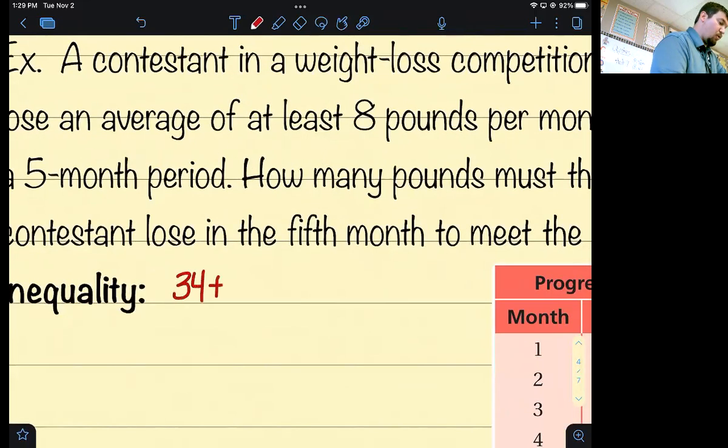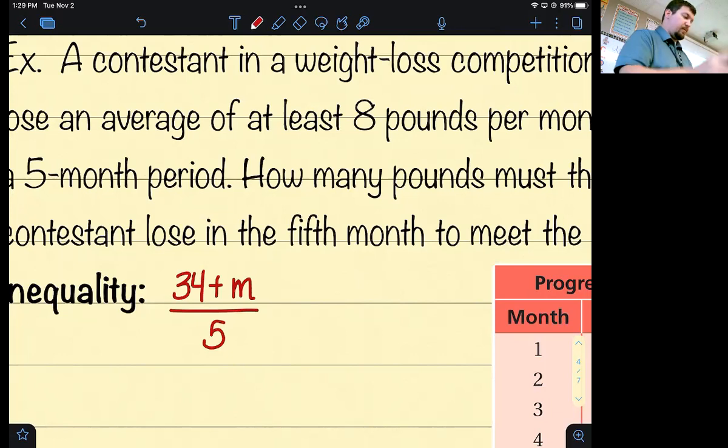Plus we're going to lose more pounds in the 5th month. So plus whatever we lose in the 5th month, all divided by 5. It's one way you could simplify it. Instead of adding all the numbers and then having to simplify, just do that right out of the gate. 34 plus M divided by 5.